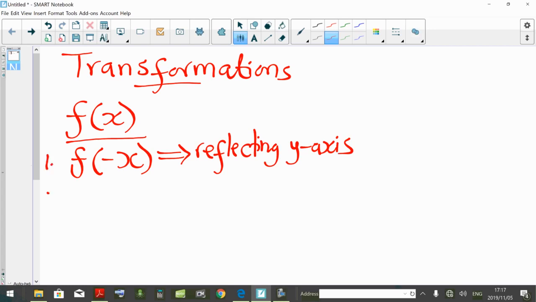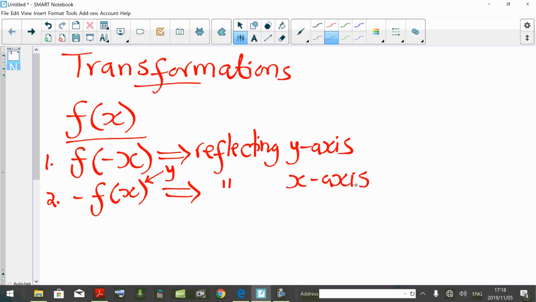That's number one. Number two, you could have negative f of x. This time around we're multiplying f. Please remember that f is the same as y. What it means is that we're multiplying all the y values of our function by a negative. Now this is equivalent to reflecting on the x-axis.